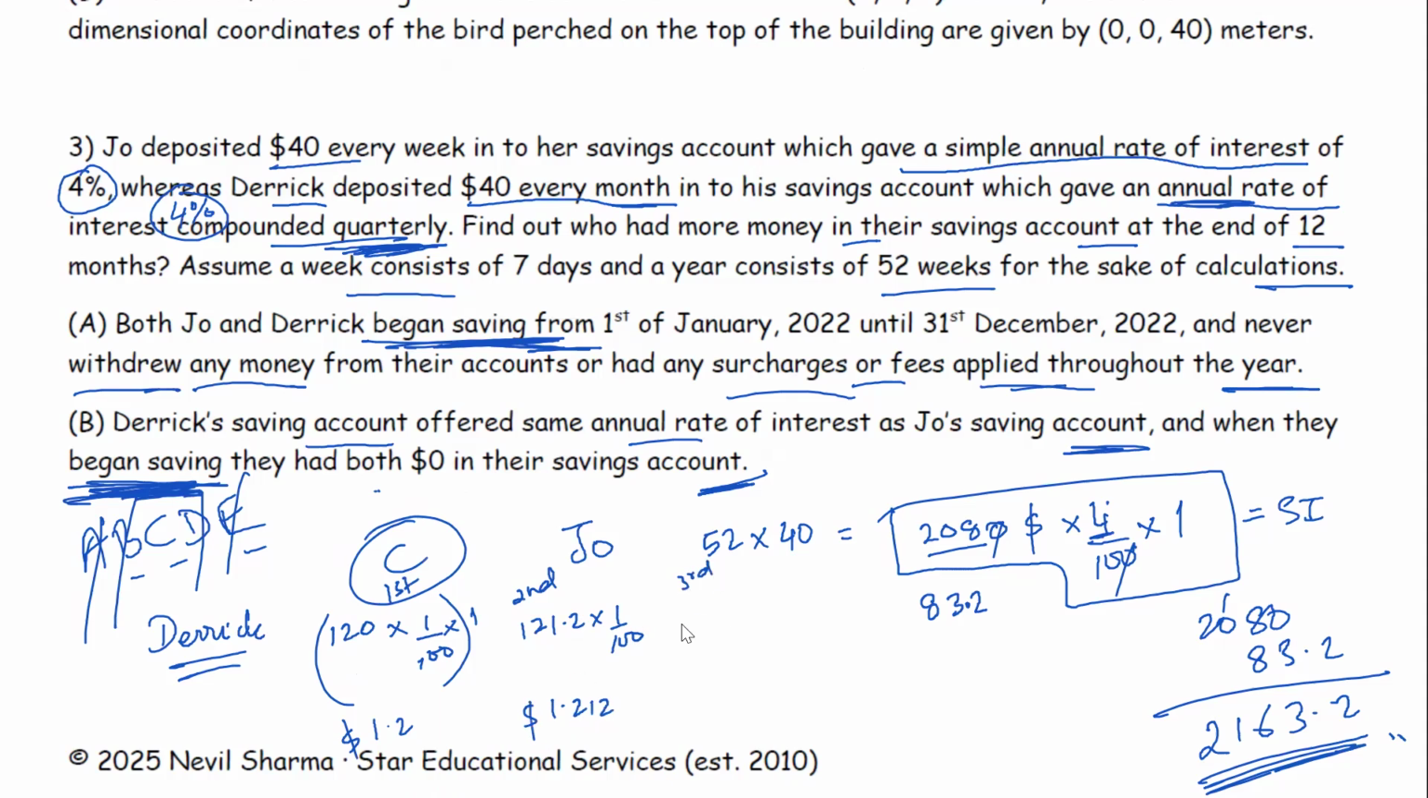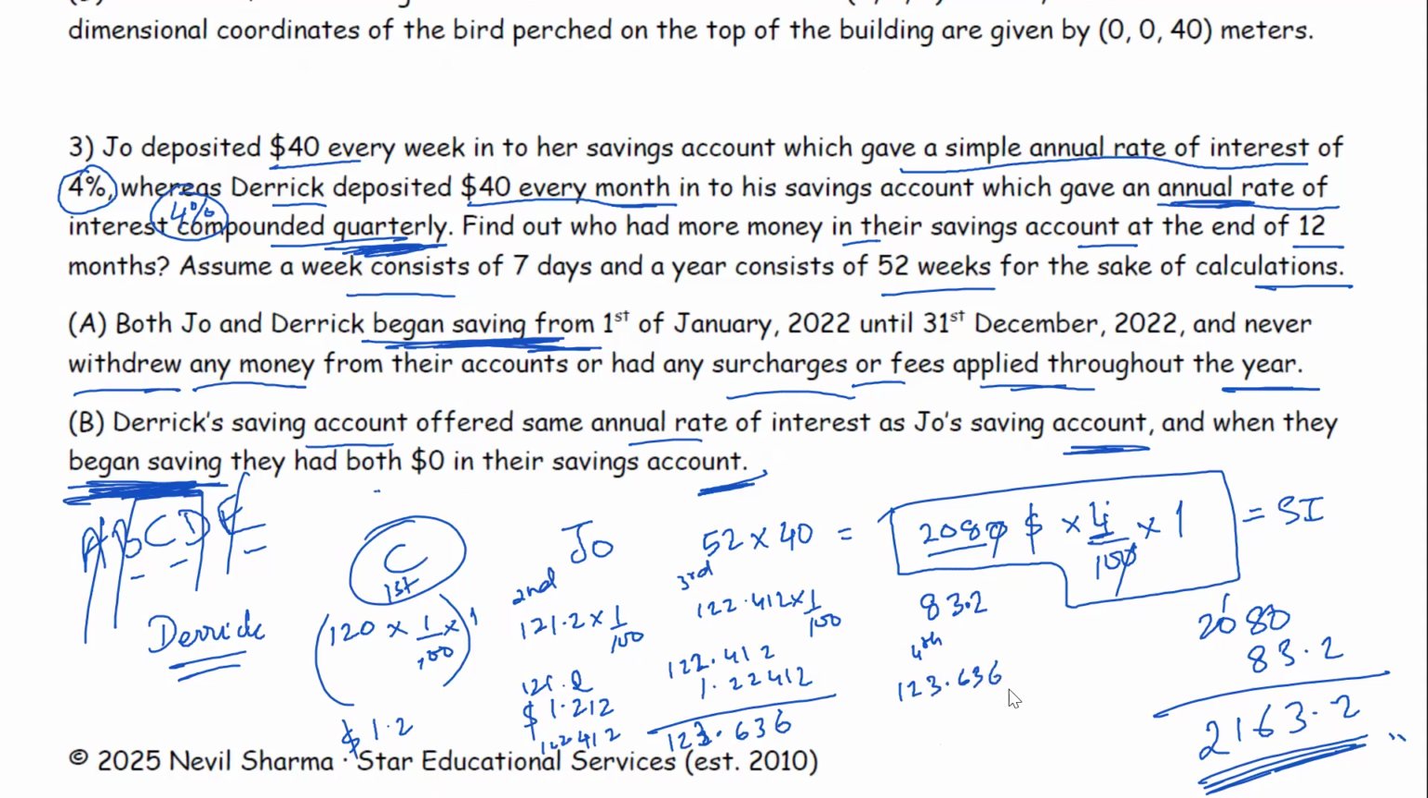Now the third quarter it will be 1.212 added to 121.2, so that is 122.412. And again there'll be 1% on it, correct? So it becomes 1.22412. Now we add 122.412 to this. So we'll only take up to 3 decimal places, 123.636, and then finally the fourth quarter.